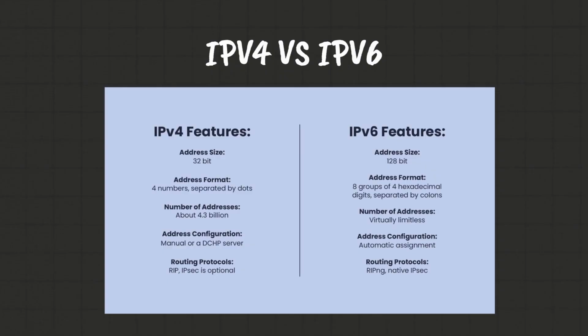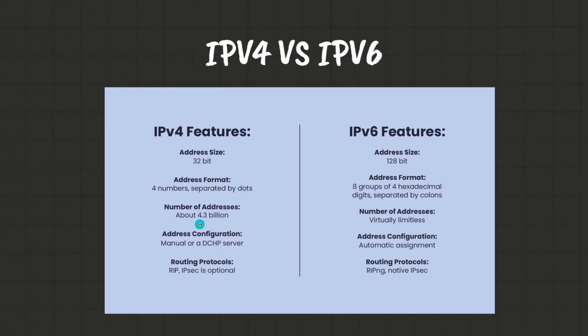So we will look into the differences between both of them, starting off with the address size, which is 32-bit for IPv4 and 128-bit for IPv6. The next is address format, where IPv4 addresses are separated in 4 numbers using dots, whereas in IPv6, it has 8 groups of 4 hexadecimal digits separated by colons.